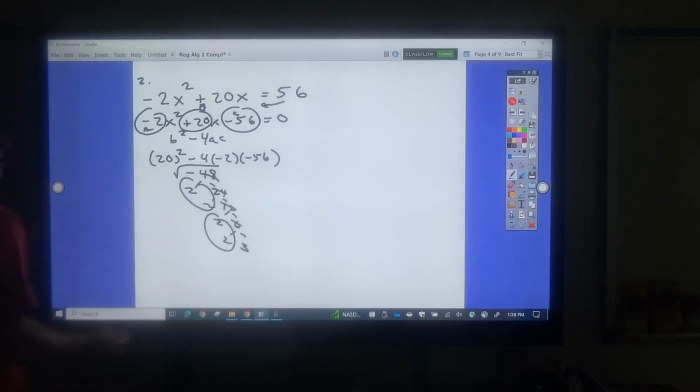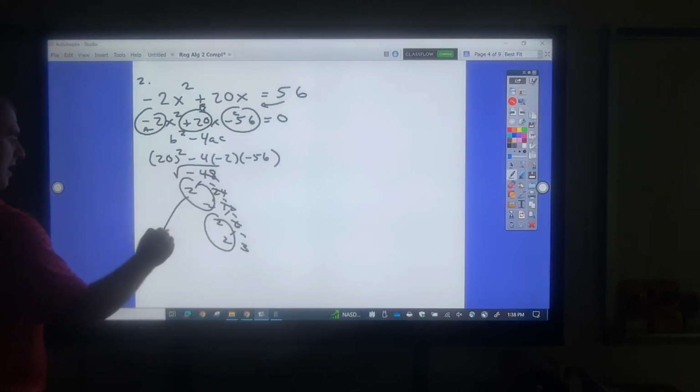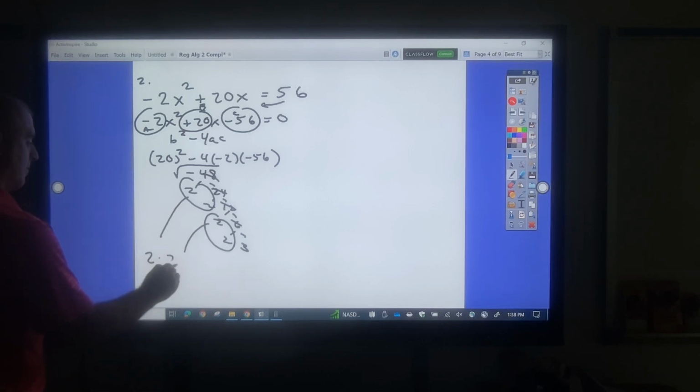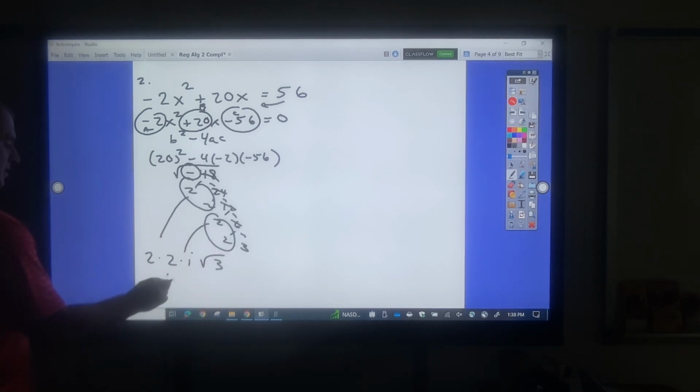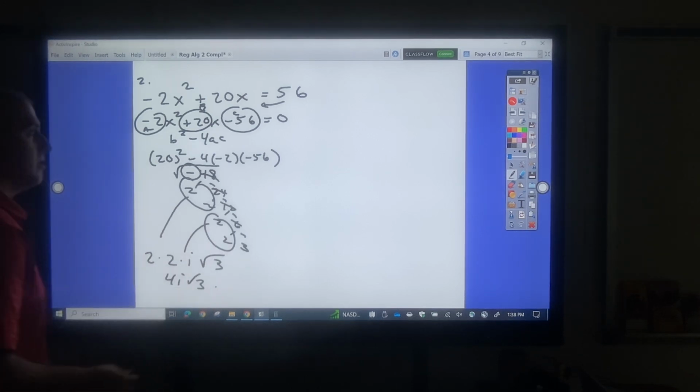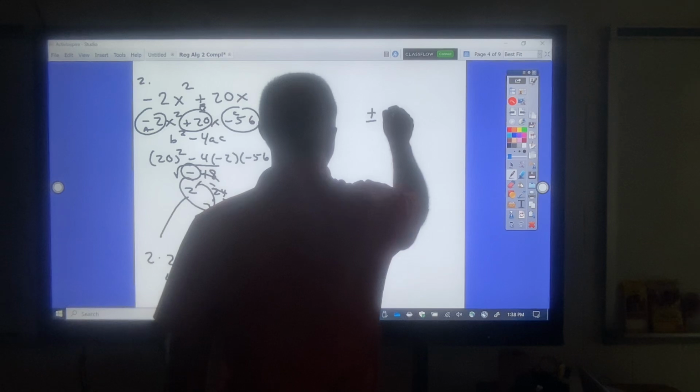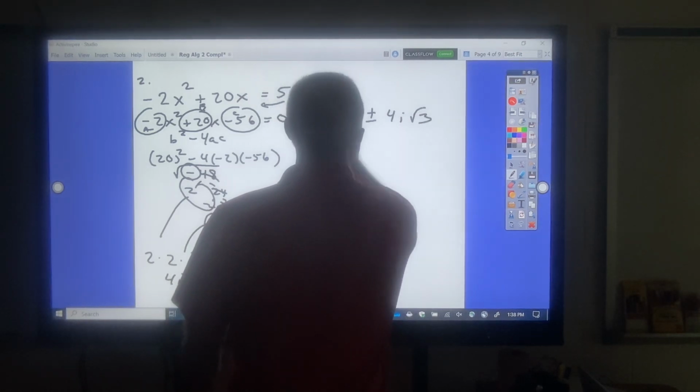Pair, pair. Now, since I have that negative, I can bring the 2, and because I have this negative, I have to bring down i. Now, what did I not circle? What did I not cross off? 3. So that's going to be 4i square root of 3. Okay, so plus and minus 4i square root of 3.